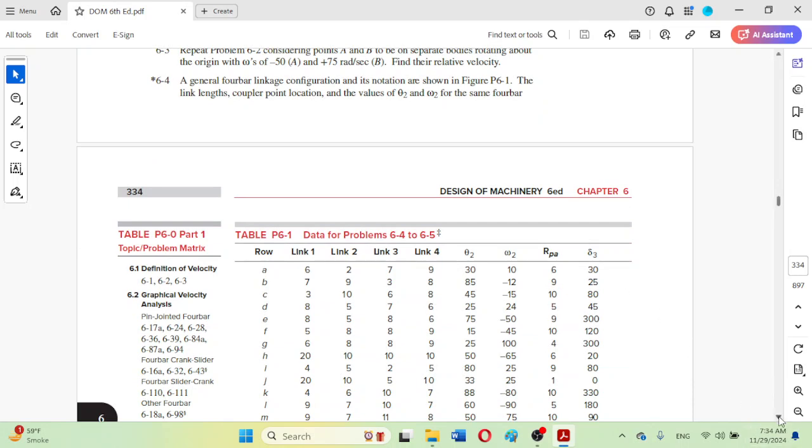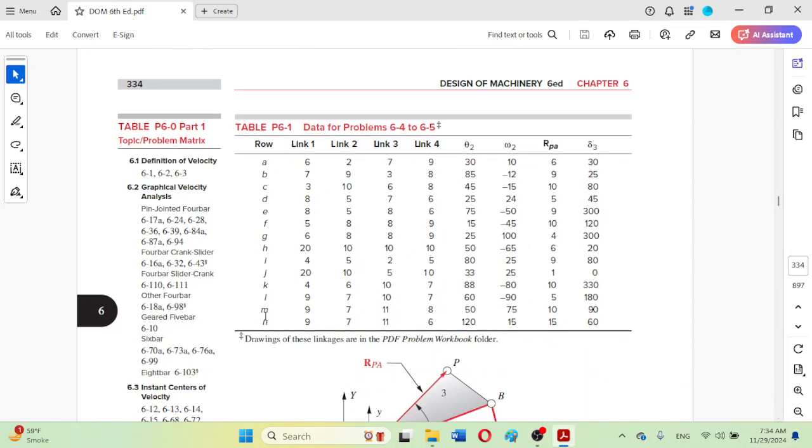So students will be solving each row from A up to N, and different data is given here. Students will be solving or drawing graphically each row and finding its instant center. All 6 instant centers, of which 4 will be permanent instant centers and 2 will be unknown instant centers, using the linear graph and using the kennedy theorem. So solve each row of this table.